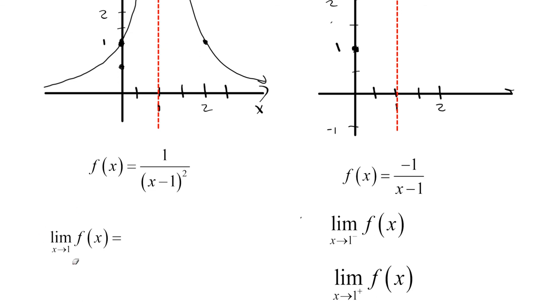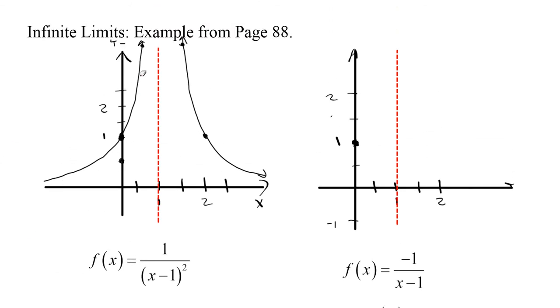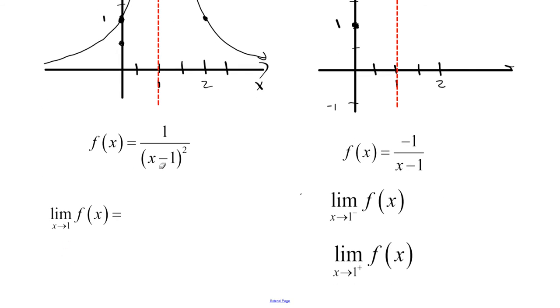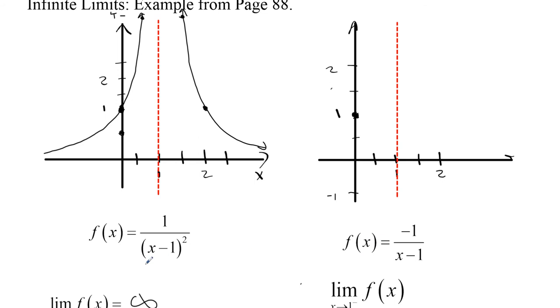Now, remember when we talked about the definition of limit, the left side limit had to exist, the right side limit had to exist, and the two limits had to be the same. So when I talk about this particular function here, when I come in from the left, it's going to go towards positive infinity. And as I come in from the right, it's going to go towards positive infinity. So the limit of this function, even though it doesn't exist at x equals 1, is in fact going to be infinity. Now when we talk about another function that's similar, it's a little bit different.